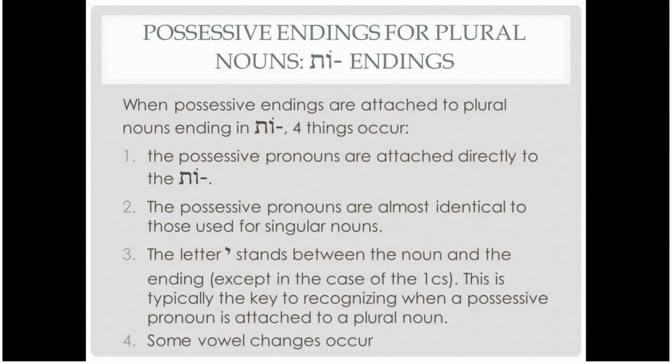Now, what about possessive endings for plural nouns with ot endings, typically feminine endings? Again, four things are going to occur. The possessive pronouns are attached directly to the ot. So in this case, you actually don't lose the ending. The ot remains. Secondly, the possessive pronouns are almost identical to those used for singular nouns. That's the same as the last set. And then the letter yod, again, is going to be our helper. It stands between the noun and the ending, again, except in the case of first singular. And this is typically the key to recognizing when you're looking at a plural noun. And then finally, some vowel changes are going to occur.